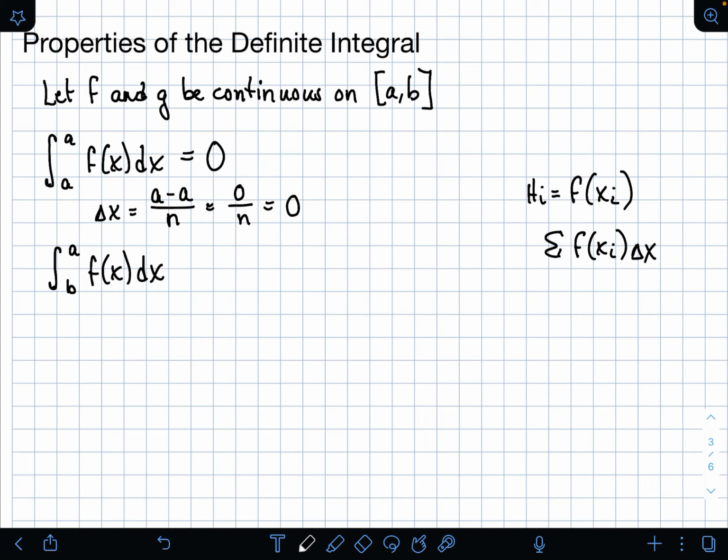What if, instead of the lower limit being a and the upper limit being b, the lower limit is b and the upper limit is a? What if we switch them? In that case, we would be integrating from right to left because the interval a to b defines b as being the right endpoint of the interval. So if we start at b and work our way towards a, then the delta x motion would have to be negative.